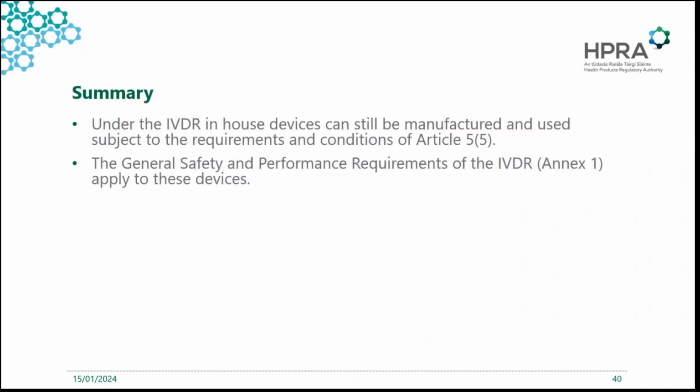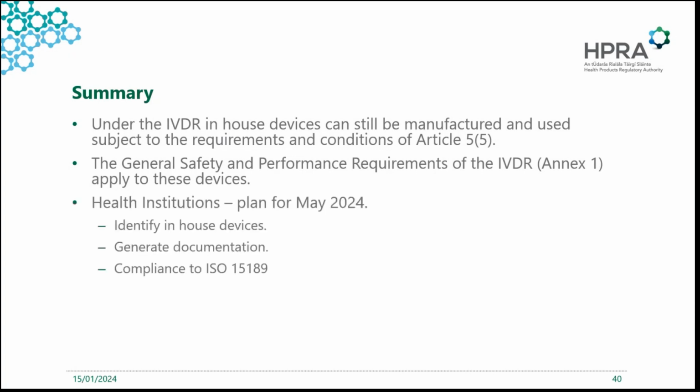So then just to start summarizing. Under the IVDR, in-house devices can still be manufactured and used subject to the requirements and conditions of Article 5.5. You do need to meet the general safety and performance requirements in Annex 1, and a checklist could be a useful tool to enable you to check that. In terms of planning for May 2024, we would suggest you work on identifying in-house devices and starting to generate the documentation to explore what method of compliance to ISO 15189 you may feel appropriate is for your laboratory, whether that's accreditation or by other means.